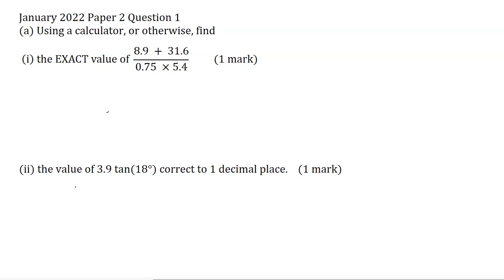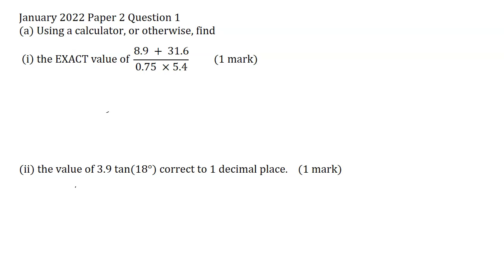In this video, I'll be solving January 2022, Paper 2, Question 1. Part A, using a calculator or otherwise, find Part 1, the exact value of (8.9 + 31.6) / (0.75 × 5.4) for 1 mark.